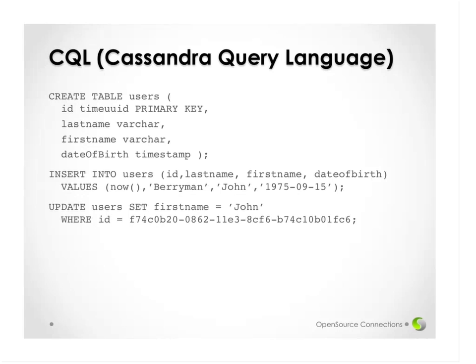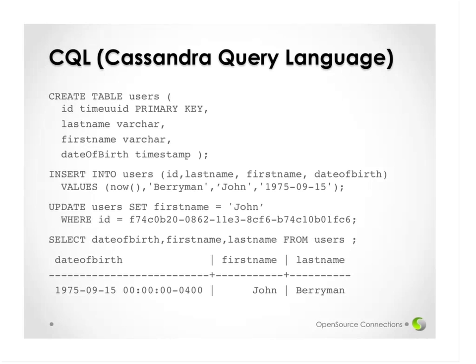Here's an update query. Update users, set first name equals John, where ID. So we've just done the same row. We've done an update query just like you'd be used to. This all should feel very, very familiar for people that have done SQL.